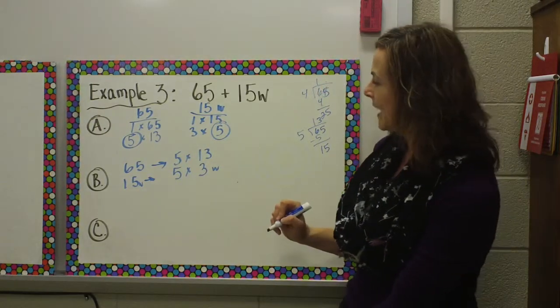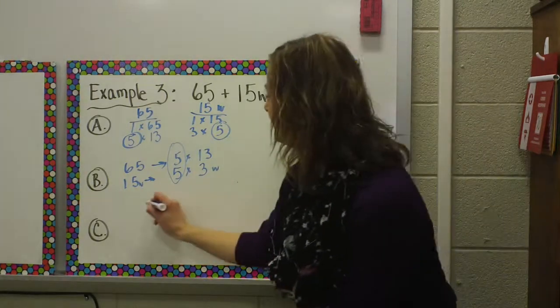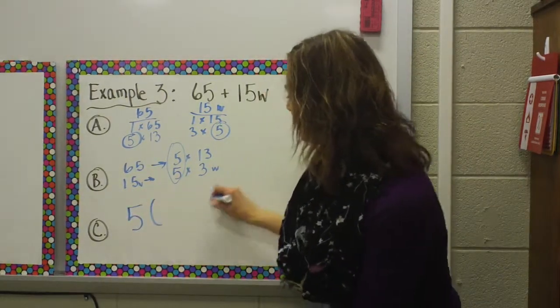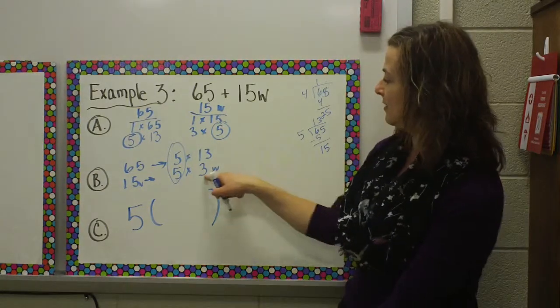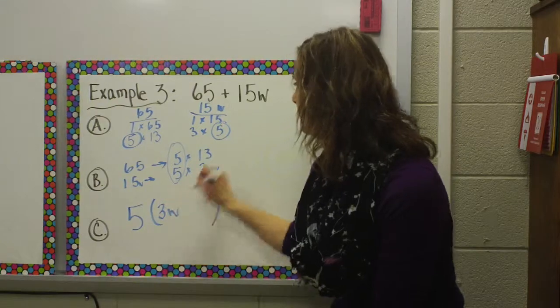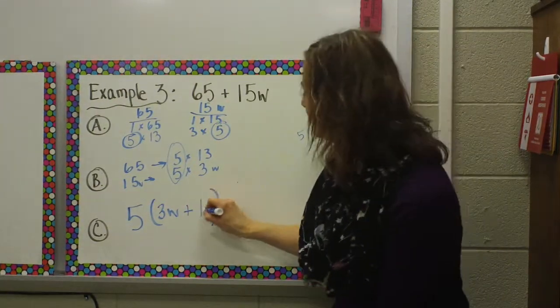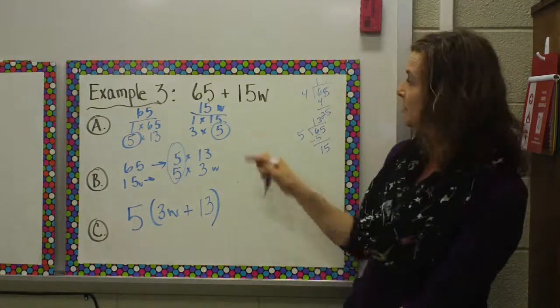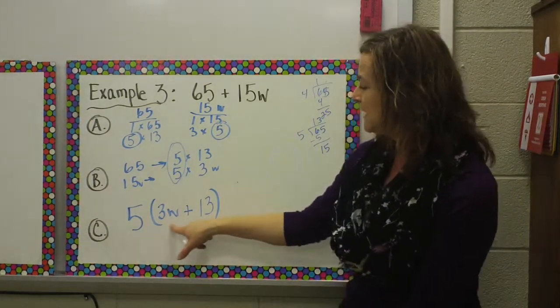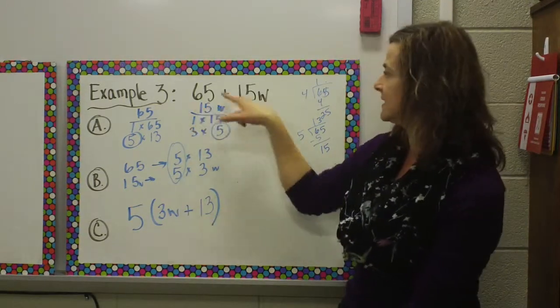So I'm going to pull out the greatest common factor, which is 5, put my parentheses here, and see what I'm left with. I like to write my variable first, so 3w. Up here I'm adding, so I'm going to continue with adding, and then left over here with 13. So now I check my answer to make sure this matches. 5 times 3w is 15w. 5 times 13 is 65.